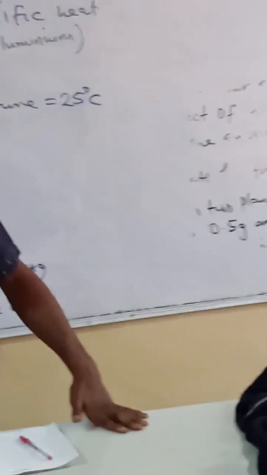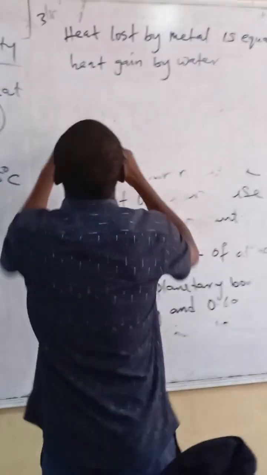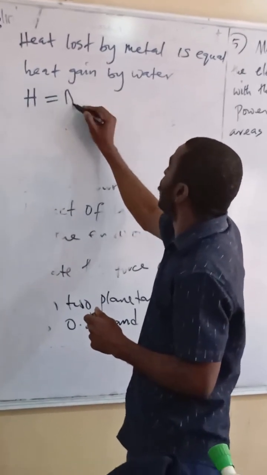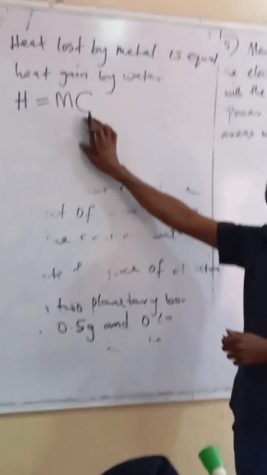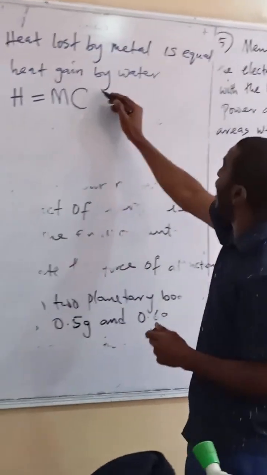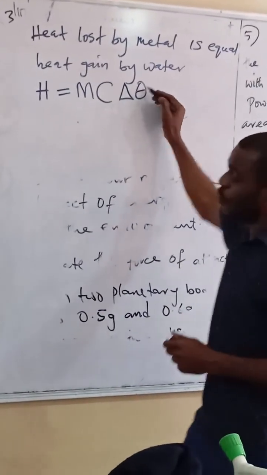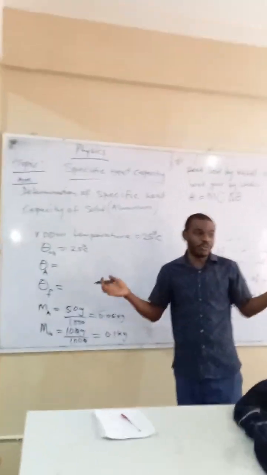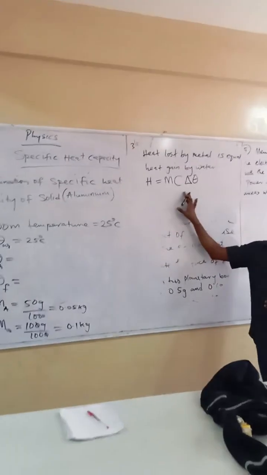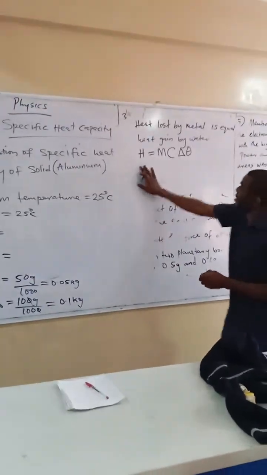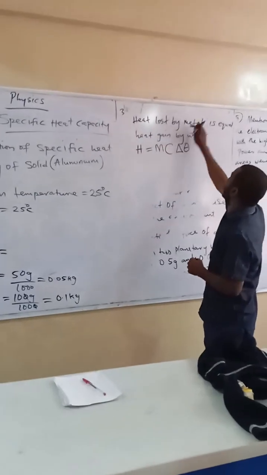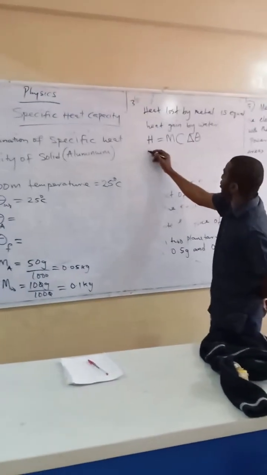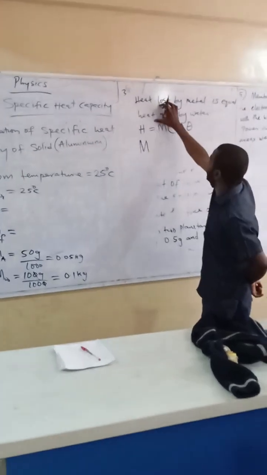Okay? So based on this now, the general formula for specific heat capacity: the quantity of heat is always mass times specific heat capacity. We use C to represent it. Okay? And change in temperature, which is why we are taking the reading for initial and final temperature. We have to subtract them from each other to get the change in temperature that will take place. Okay? So if that is the case, we've now said heat lost by metal must be equal to heat gained by water.